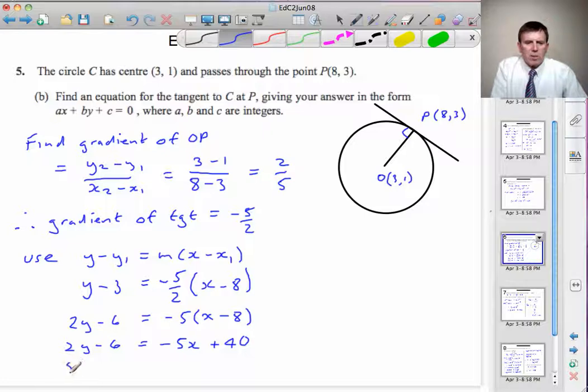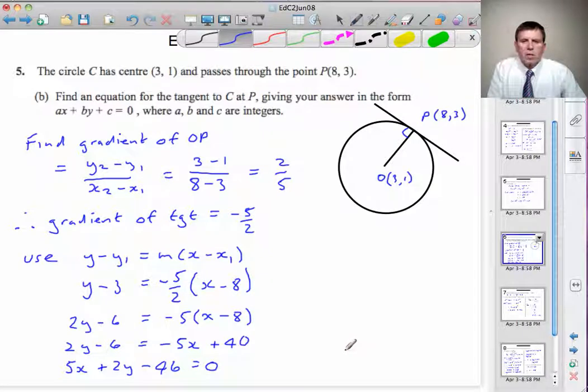The minus 5x becomes plus 5x. I've already got a plus 2y. I've got minus 6, and when the plus 40 comes across, it becomes minus 40. Minus 6 minus 40 is minus 46. And we've now got the equation of the line in the form they want. 5x plus 2y minus 46 equals 0.